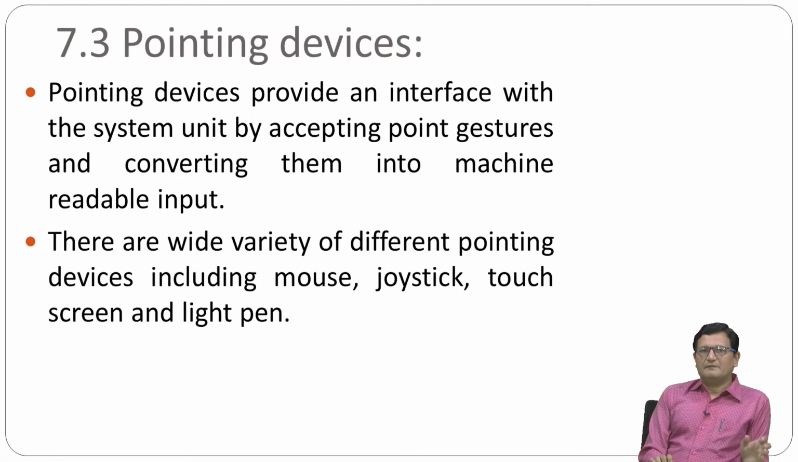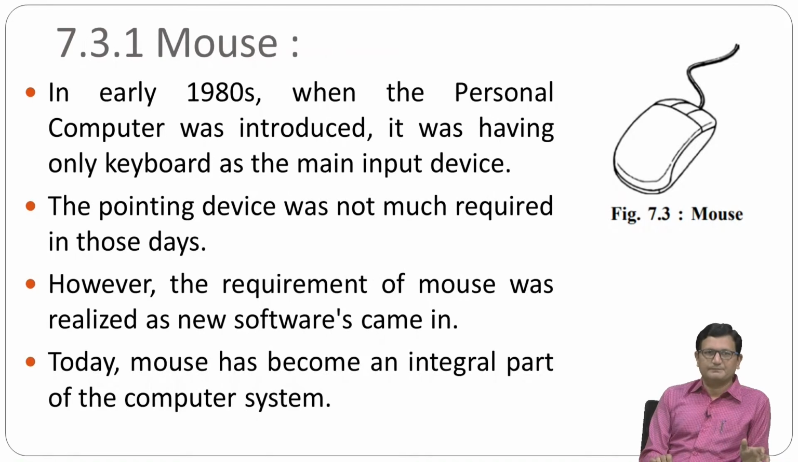There is a wide variety of different pointing devices including mouse, joystick, touch screen and light pen. So, these are the different types of pointing devices. The first device, which we mostly use, is called a mouse. Here I have shown a photograph of the mouse at the right hand side.